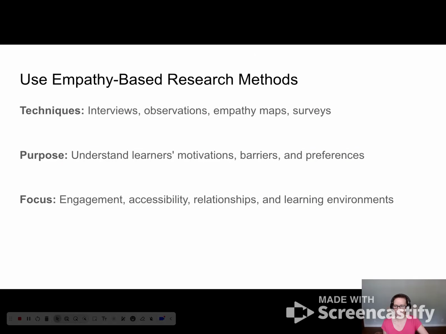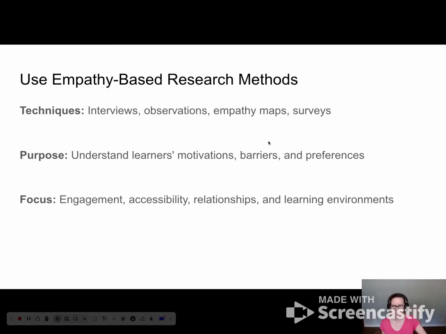Use empathy-based research methods. Empathy-based research means listening deeply. We use tools like empathy interviews or student shadowing to discover what students truly experience. These methods help uncover invisible challenges and opportunities for meaningful learning design.